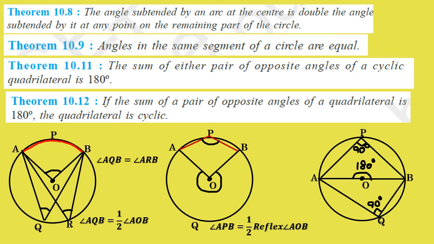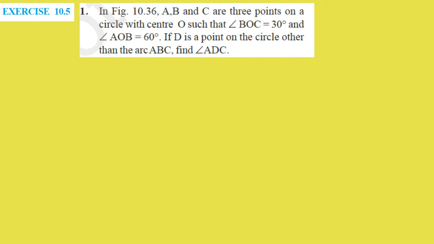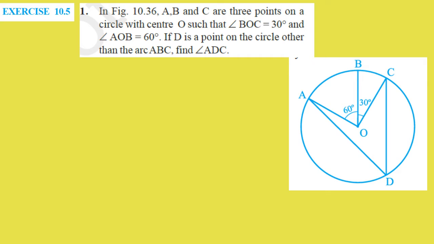Okay children, now let us move on to the first question of the exercise. Question number 1. In the figure, A, B and C are 3 points on a circle with center O such that angle BOC is 30 degrees and angle AOB is 60 degrees. D is a point on the circle other than on the arc ABC. Find ADC. So we need to find angle ADC.